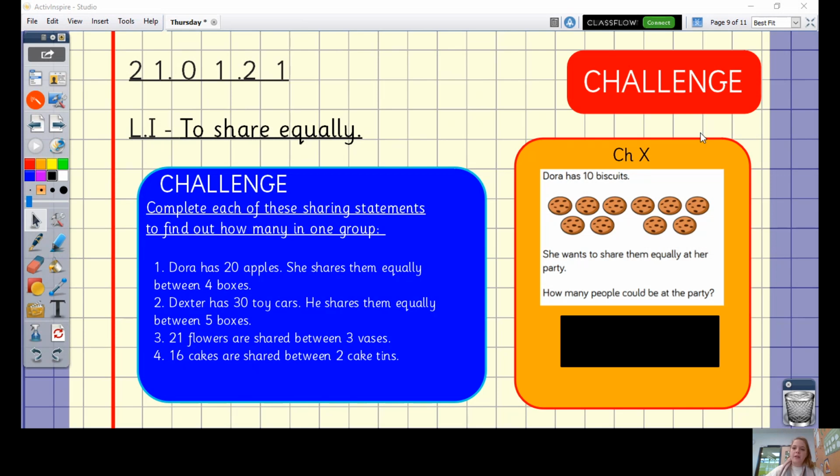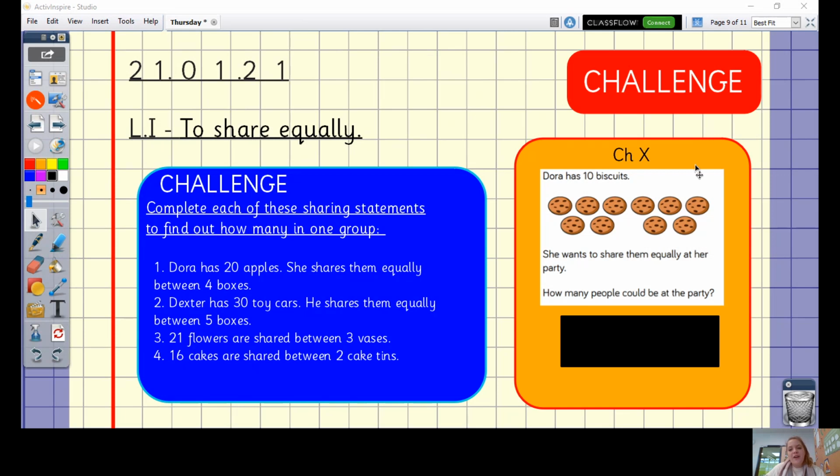Okay, once you've done the main challenge then, as a challenge X, Dora has 10 biscuits. She wants to share them equally at her party. How many people could be at the party? So have a think. There are different solutions to this. There are different options. Okay, so have a little think of all the different options or the different possibilities you can think of how many people Dora could have at her party.